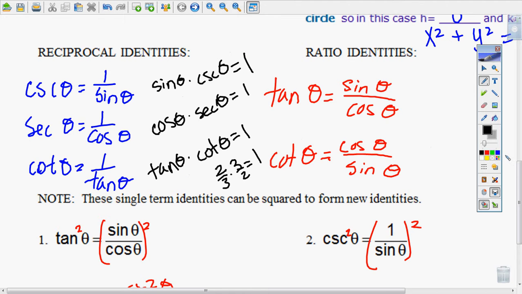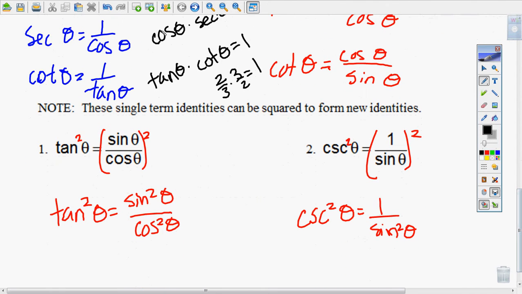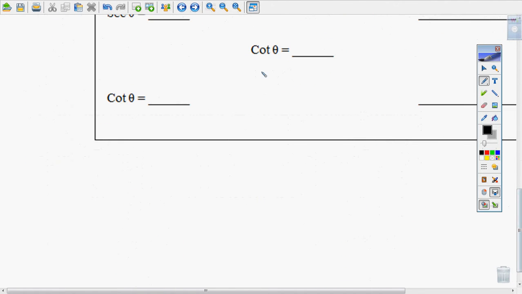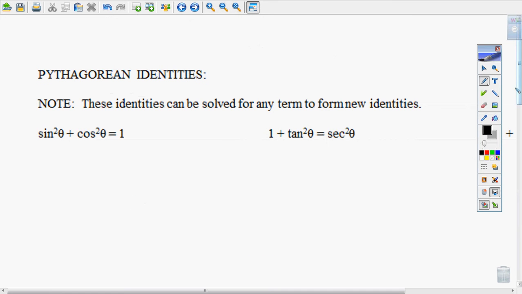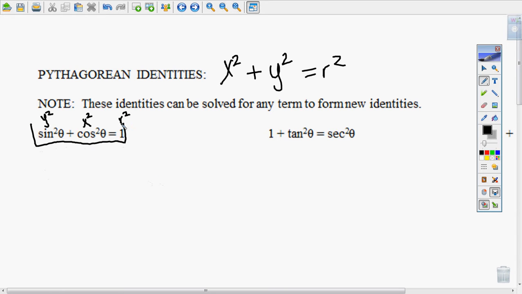All right, let's learn our next 3 identities. Our next 3 identities are called our Pythagorean identities. The Pythagorean identities are based on the fact that we know that x squared plus y squared equals r squared. So when you look at our first one, isn't sine squared just basically y squared? And isn't cosine squared just basically x squared? And this is my radius. So this is why this is the parent Pythagorean identity, is what I call it.